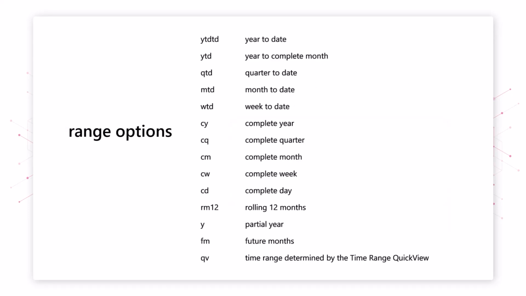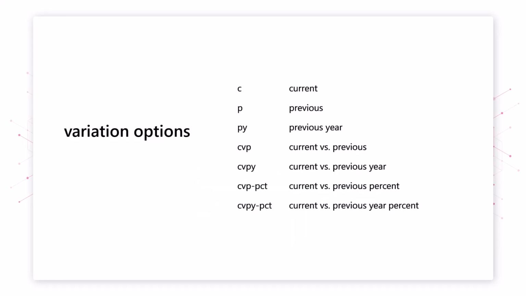Here is a list of all the ranges and the variations that can be used. You can see we have a number of ranges, such as year to date, year to complete month, complete year, complete week, complete day, rolling 12 months, and more. For variation, we can also look at anything for the current, for the previous year, and then the comparisons, the current versus previous year, and the percents.